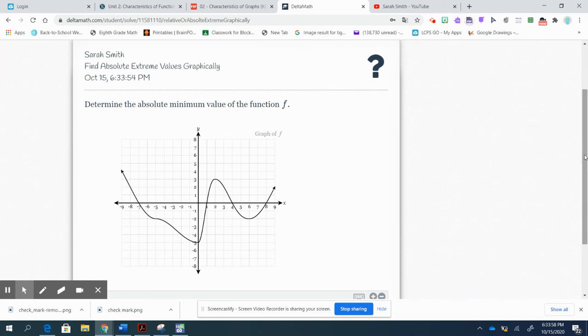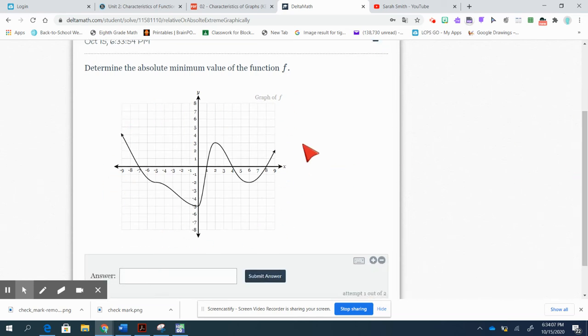Okay, so now we want to actually determine the absolute minimum value of the function f. So here's our graph, right? So if we want our absolute minimum, we want to look for where the graph goes down the farthest, I guess is the non-mathematical way to put it. So we can see right here is our absolute minimum, right? This would be a relative minimum here, but this is our absolute. And that is at, I'm not sure I'm going to write it the right way, 0, -5. Okay, so that's where that point is.